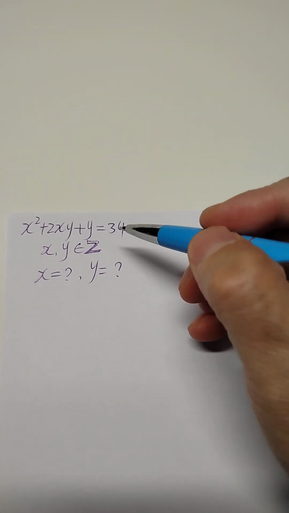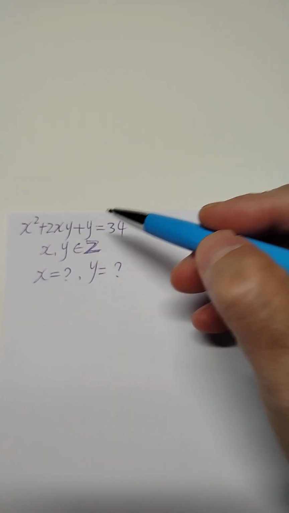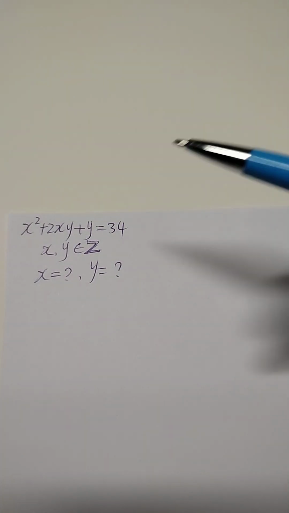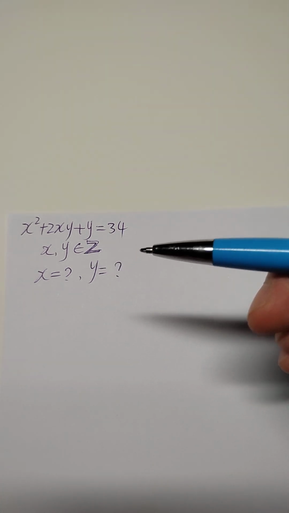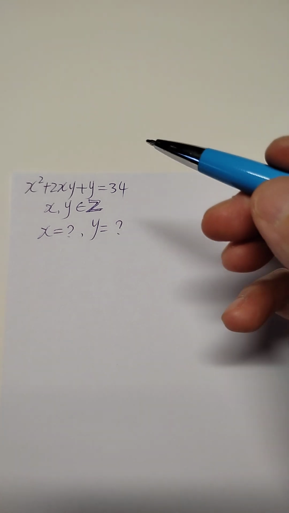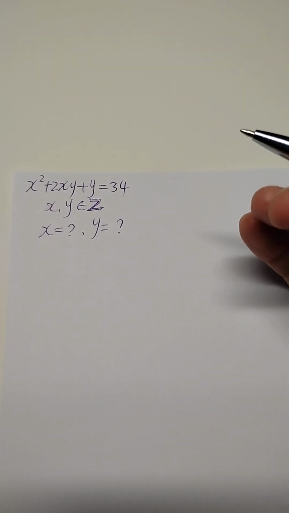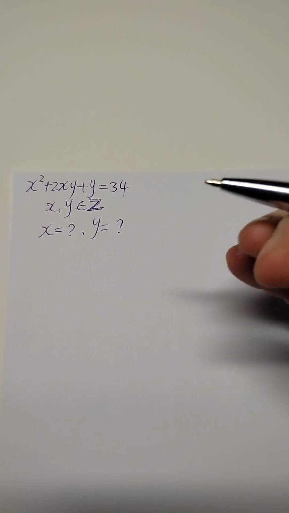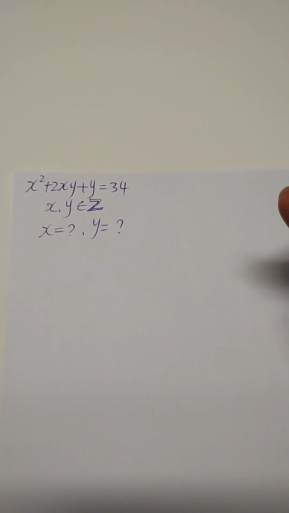Let's look at the problem. x squared plus 2xy plus y equals 34, where x and y belong to the integers. Find the values of x and y. So we have only one equation and two variables. That means we may have many pairs of results.